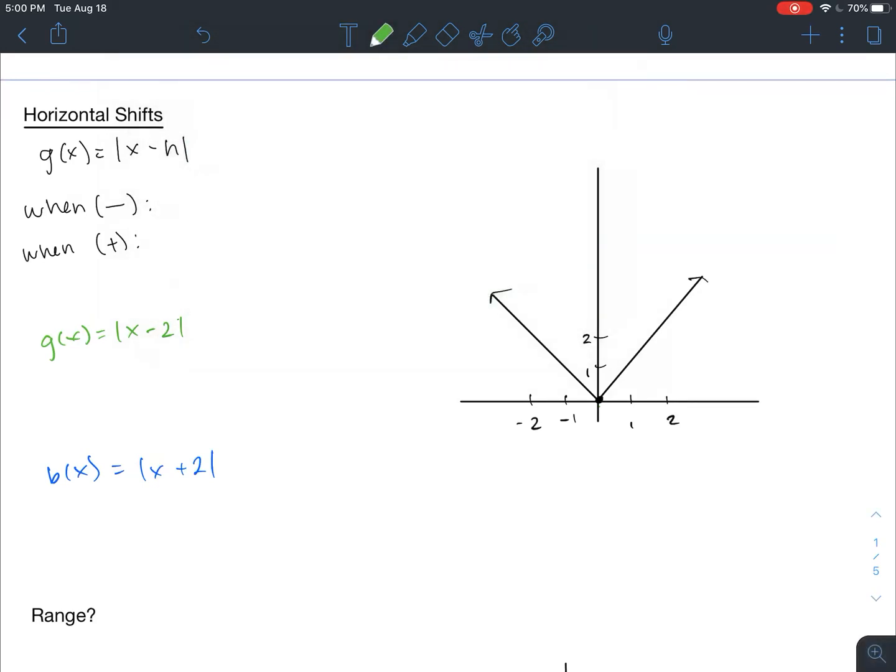So here, this is a horizontal shift. So what does a horizontal shift look like? When you have a horizontal shift, your function will look something like this, where inside the absolute value lines, you're going to have an operation and a constant in there. And so whenever you see this, your parent function will shift to the left or to the right.